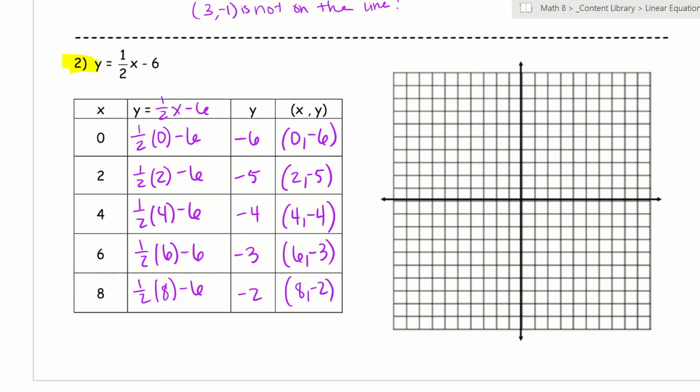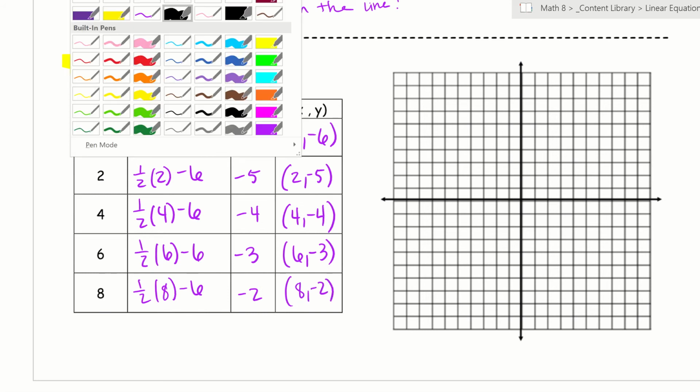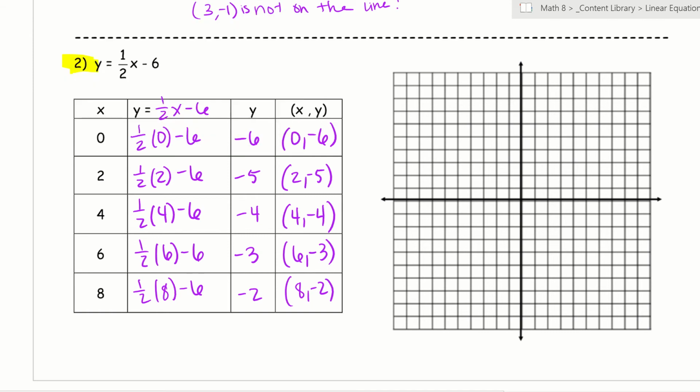Next, I'm going to plot these on the line. Okay, so we have (0, -6), (2, -5), (4, -4), (6, -3), and (8, -2).